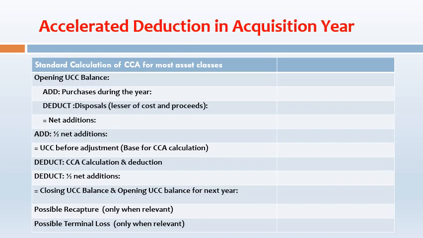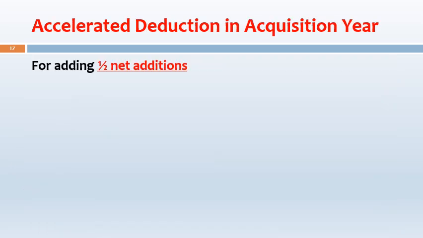All right, the next component of the formula we're going to deal with is the addition of 1/2 of the net additions and the subsequent deduction of those same half net additions. A little confusing? Maybe, but if you can get this down, you're solid gold for CCA. In recent changes to the Income Tax Act, an accelerated rate of CCA deduction is now offered on most classes of assets in the year of acquisition.